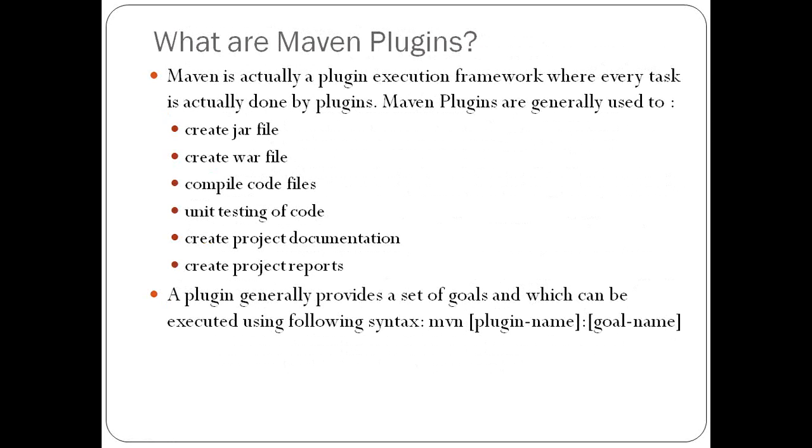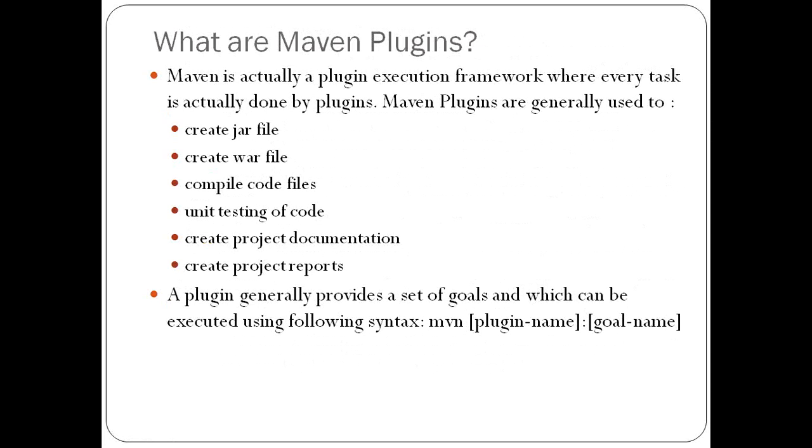So what do the plugins do? They create a jar file, war file, compile code, run unit tests, generate the project documentation, and generate reports of the project. These are all plugins. We can execute Maven commands as mvn, plugin name, colon, goal name. Like this we execute the Maven commands. But we need not specify the plugin name; we can specify just the goal name. If the plugin is configured in the pom.xml, we need not specify the plugin name.